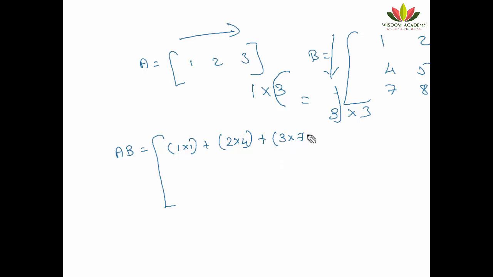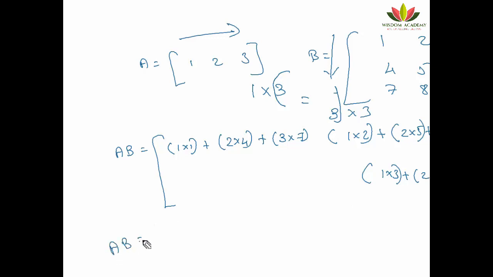Guys, are you understanding this? Okay. So now this is going to be the second row. This one into this one. So 1 into 2 plus 2 into 5 plus 8 into 3. So 3 into 8, both are same. Then 1 into 3 plus 2 into 6 plus 3 into 9.